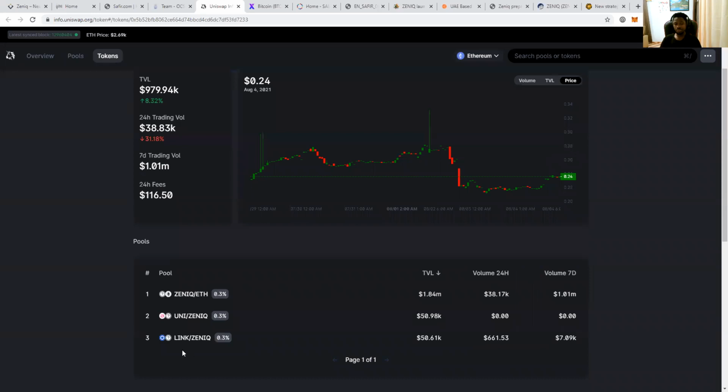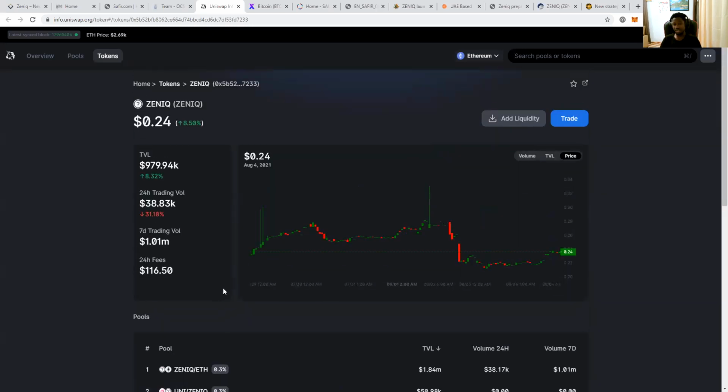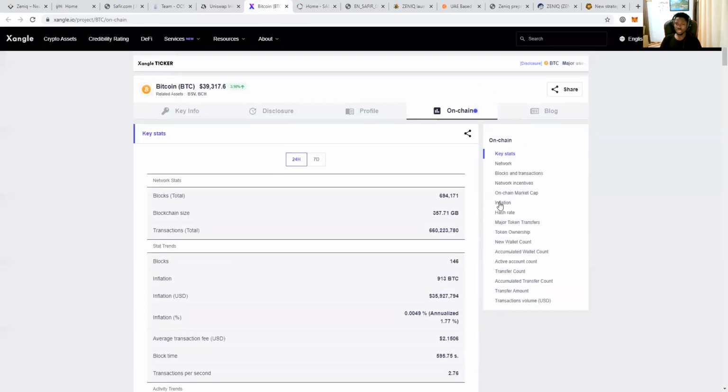there are 3 LPs that have been generated so far, of which if you choose any, you can provide liquidity and make returns from the transaction fees that come on each of these trades on the DEX, which is known as Uniswap, for those who are open to the DeFi space. Now, one thing I want to expose here, I did an on-chain analysis.